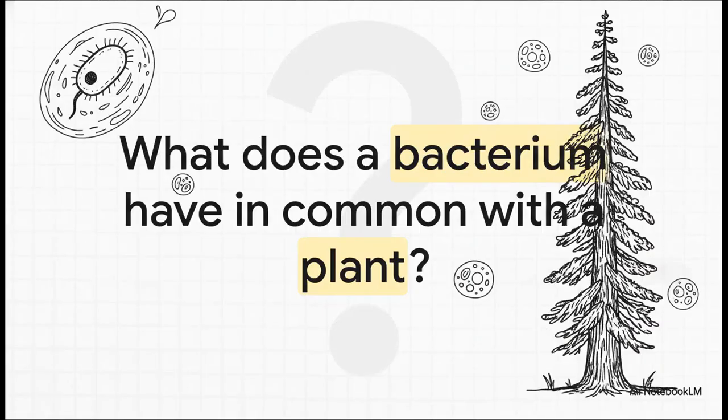So, let's kick things off with a question. What on earth could a single-celled bacterium, just kind of floating around in a drop of water, possibly have in common with a giant towering redwood tree? I mean, they seem like they're from different planets, right? The simple answer is they're both made of cells. But the really fascinating part is how those cells are put together.